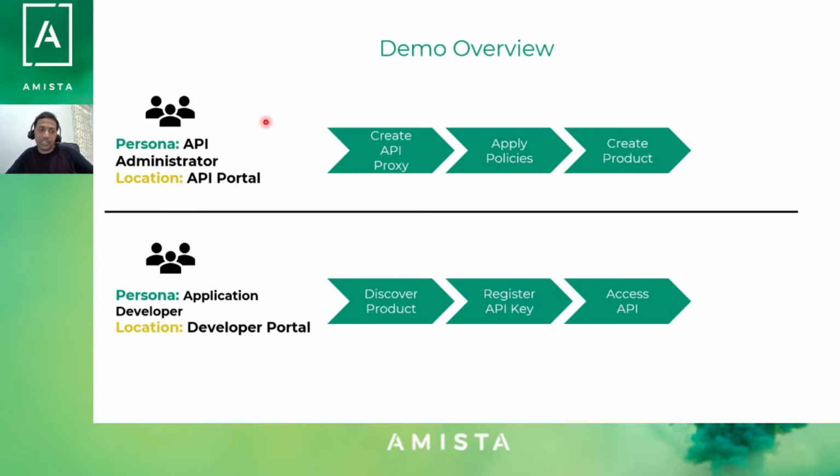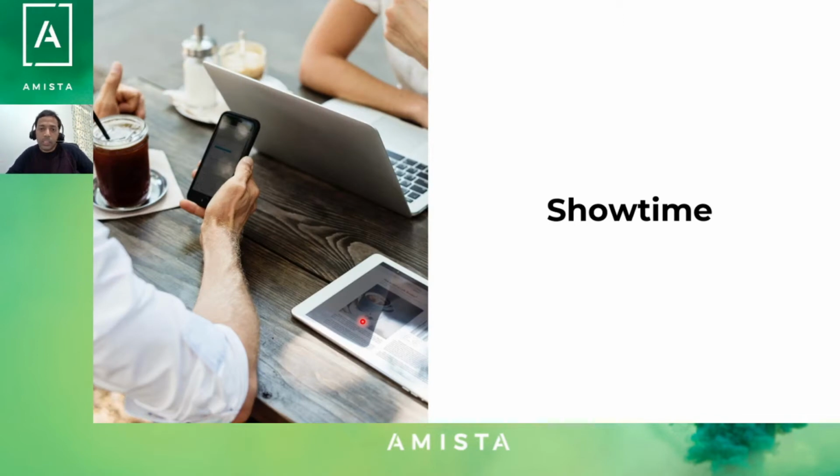After we have finished this first step, the second step is to log in to the developer portal as an external application developer. Then I'm going to discover the product that the API administrator created in the first step, and register to this product so that I get an API key with which I can access this API. Finally, I'm also going to show how we can test this API from the developer portal. So let's do it.